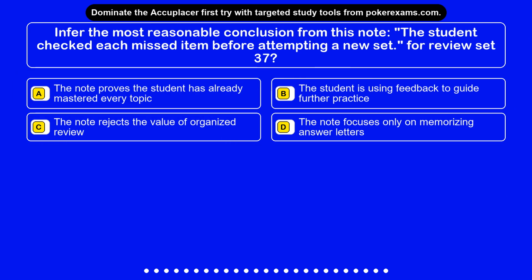Question 14. Infer the most reasonable conclusion from this note. The student checked each missed item before attempting a new set. For review set 37. Option A. The note proves the student has already mastered every topic. Option B. The student is using feedback to guide further practice. Option C. The note rejects the value of organized review. Option D. The note focuses only on memorizing answer letters.